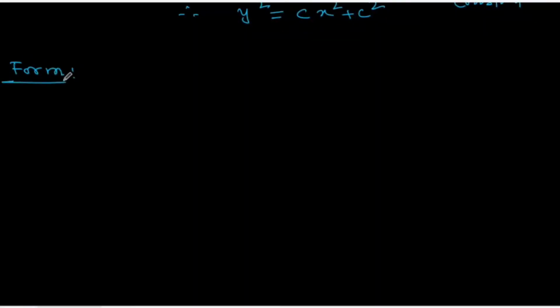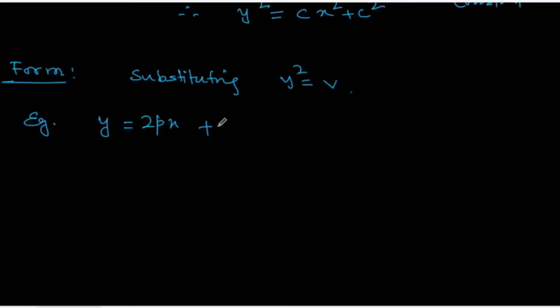So sometimes just substituting y squared equals v will transform the given equation into Clairaut's form. Let's see this by an example. The example is y equals 2px plus y squared p cubed.